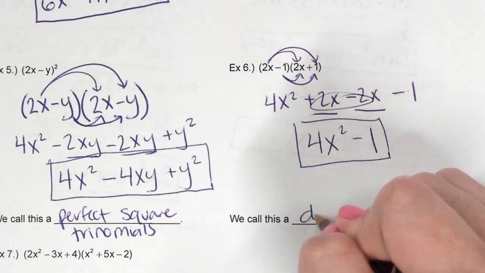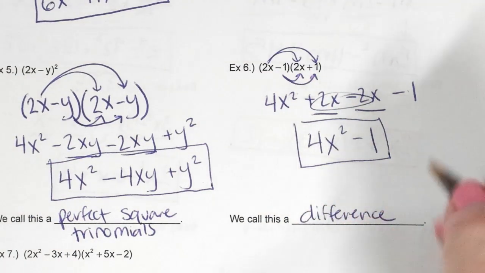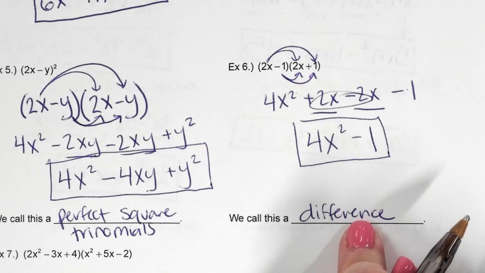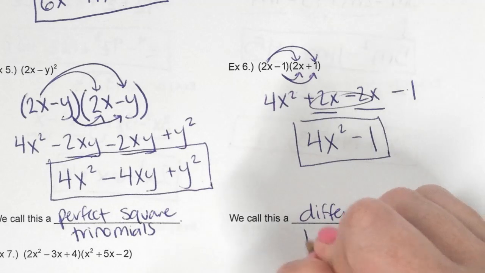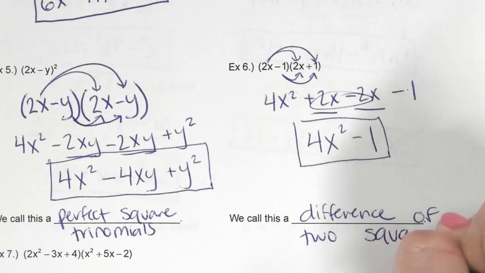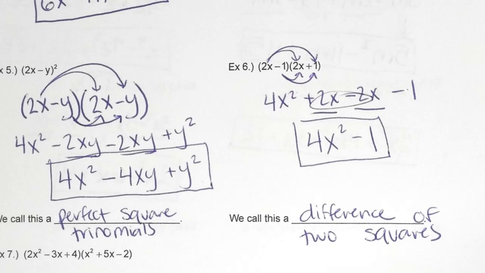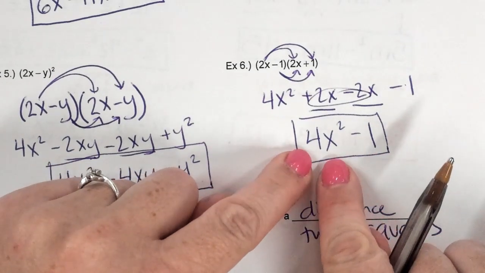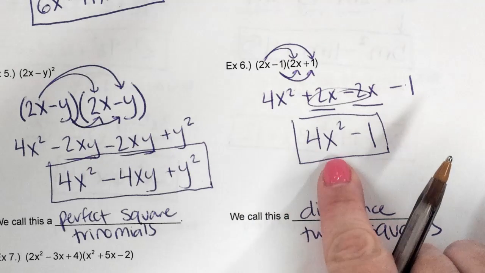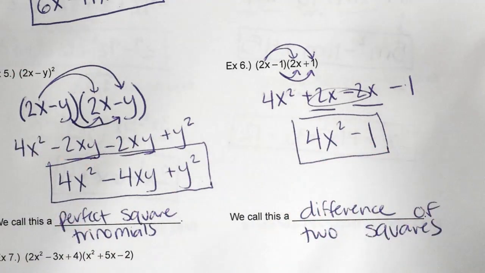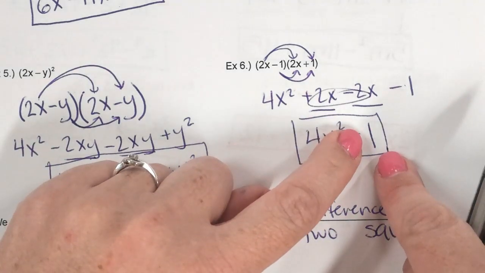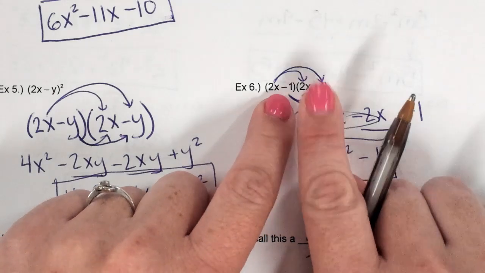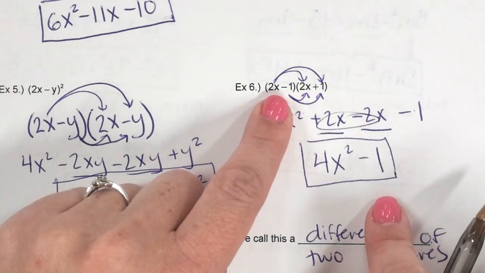So we call this the difference. What's in the middle? Subtraction. Isn't that another word for difference? Of two squares. Or you could just hear difference of squares. They're the same thing. Okay, the reason we say of two squares is 4x squared, isn't that a perfect square? Yeah, 2x times 2x, isn't that 4x squared? And then 1 times 1, isn't that 1? And it's subtracting in the middle. So anytime you have binomials that match, but one's plus, one's minus, it's the difference of two squares.